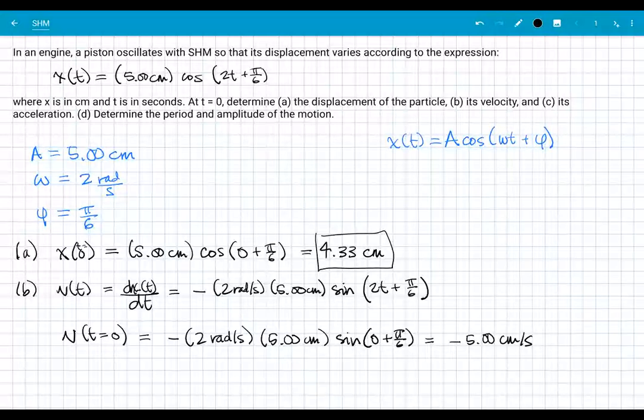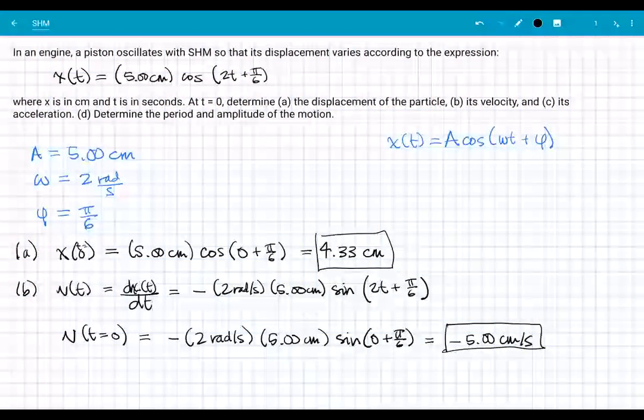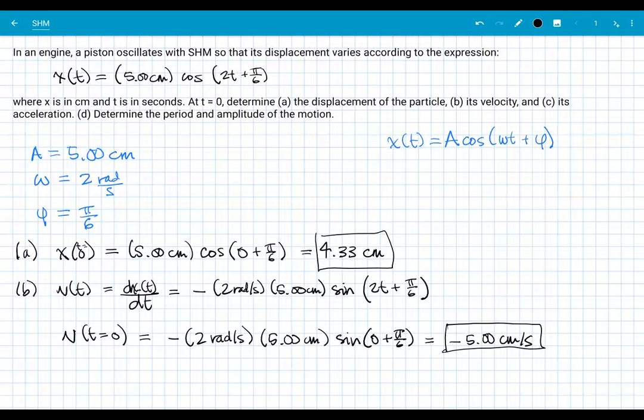So I want you to notice something. For t equals 0, our position is positive. So we have a positive displacement from the equilibrium there. Our velocity is negative, so our velocity has the opposite direction from our position. I just want you to wrap your mind around that. And remember, you're thinking about something that's oscillating, like a piston oscillating back and forth.